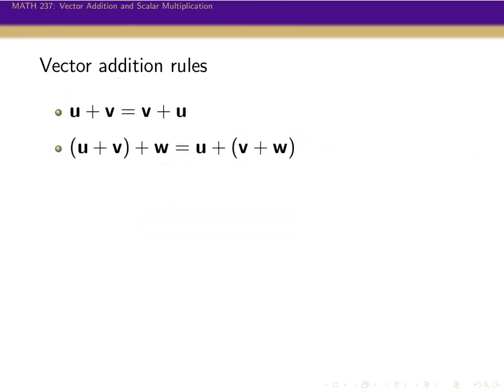For the next rule, this is what's called associativity. This is if you have three vectors, u and then v and then some w. Well, when we add these together, it doesn't matter whether you do u plus v first and then w, you end up at that point there. This is going to be the sum of the three of them.